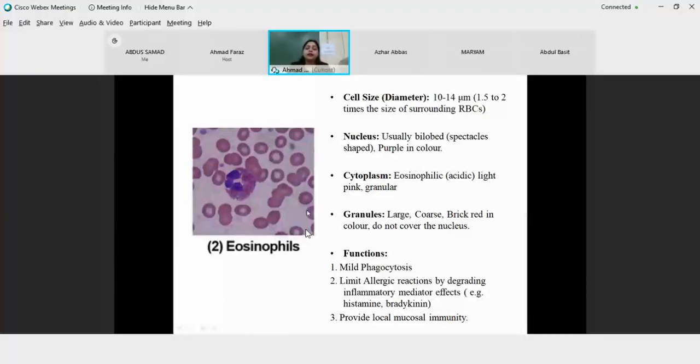And a very important function of eosinophil that you have to remember is it limits the allergic reactions by degrading inflammatory mediator effects. Example, histamine and bradykinin. It also provides local mucosal immunity.